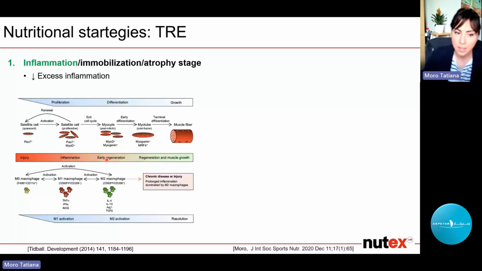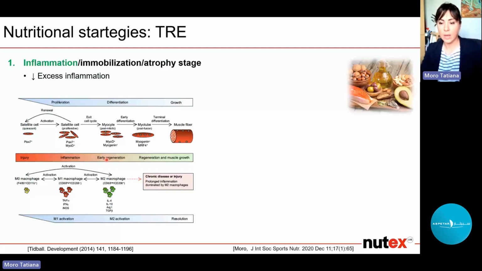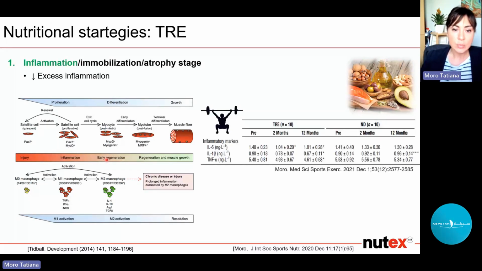We know that there are several foods that can, in some way, help with the reduction of inflammation. I think, for example, of polyunsaturated fats. But what can time-restricted eating and intermittent fasting do on that? Well, I was telling you before that we have observed a reduction in the inflammatory markers during the 2 months, or even more, the 12 months of time-restricted eating in our athletes. And those reductions were significant.